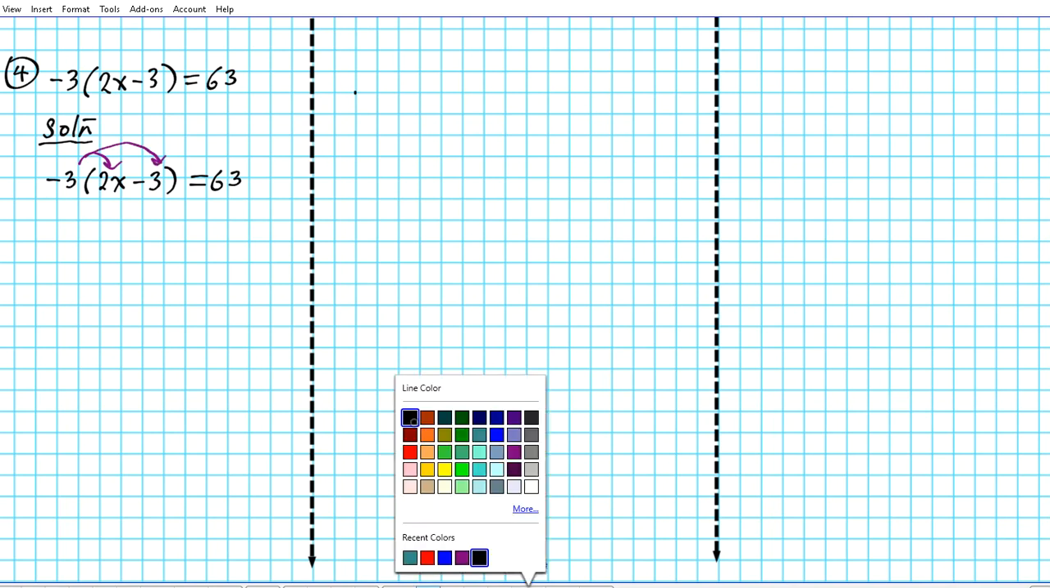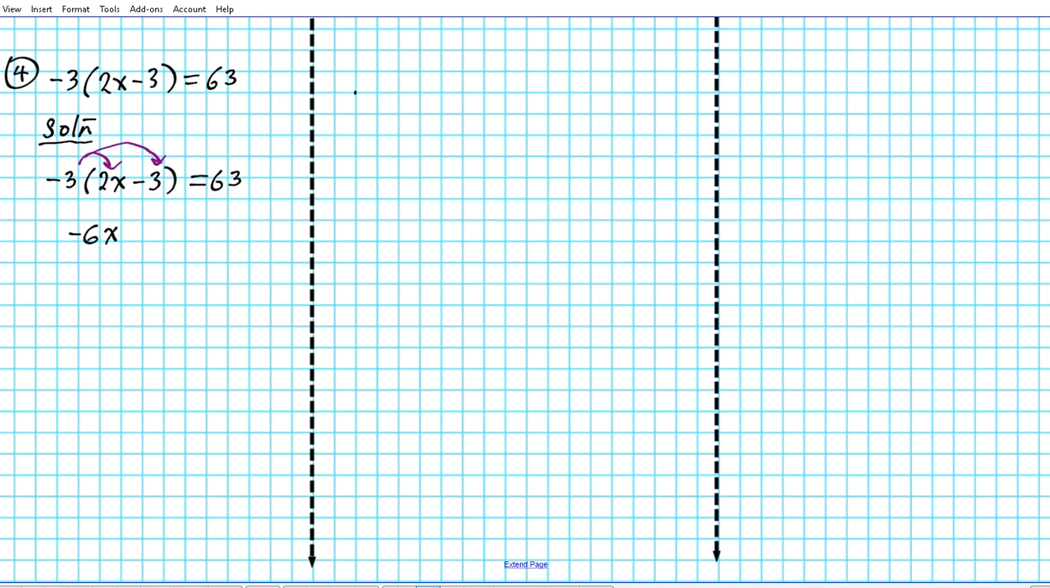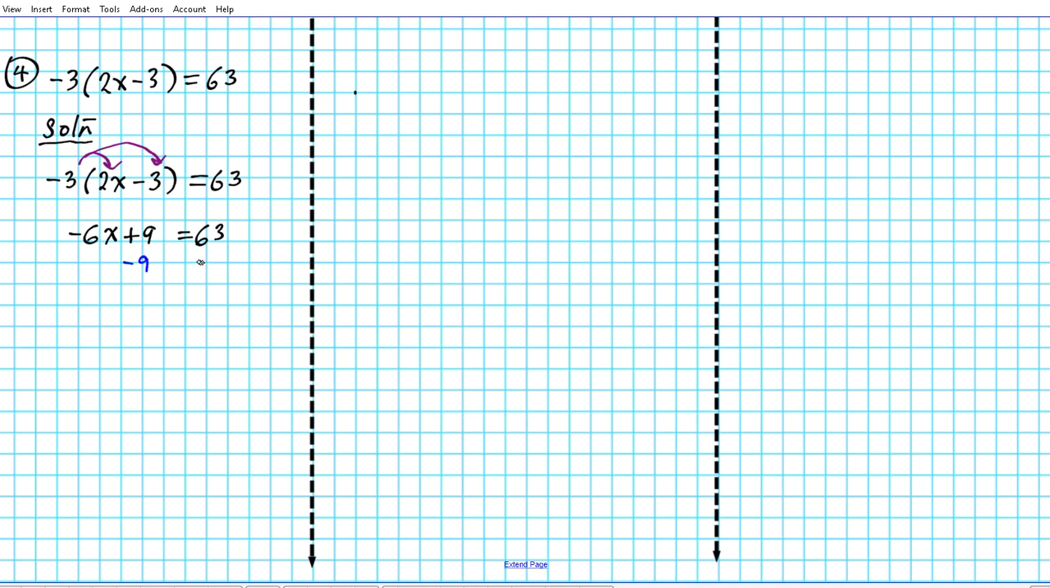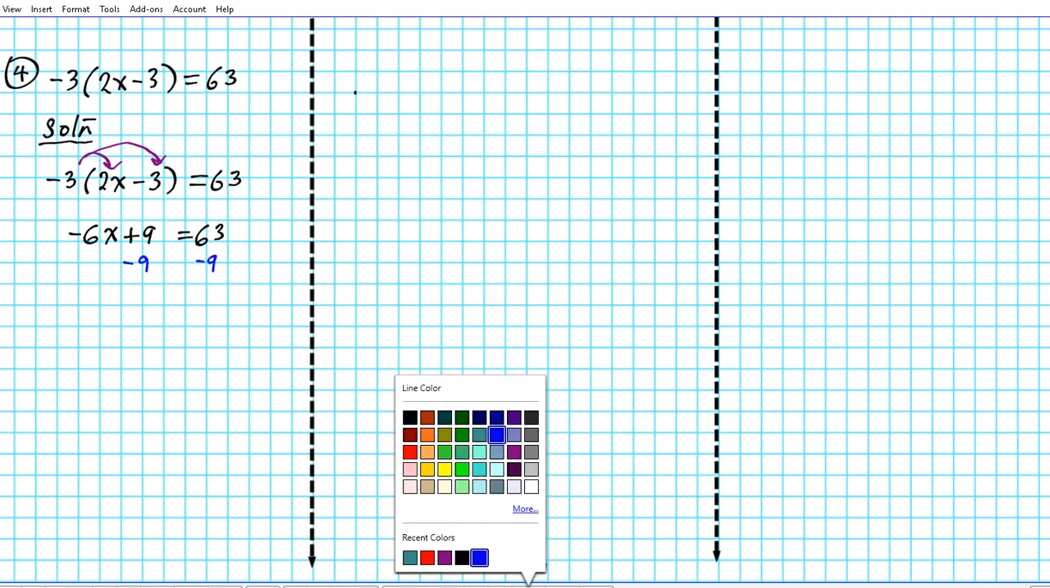And then you're going to have what? Negative 6x. Now, don't forget, it's minus 3 times minus 3, okay? And whenever you multiply the same signs, you always end up with positive. Plus 9 equals 63. To get x by itself, we are going to subtract 9 from both sides and divide by negative 6. Okay, subtract 9.